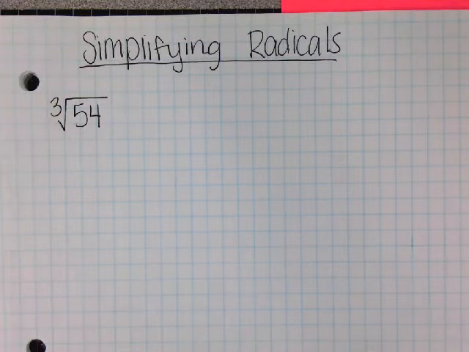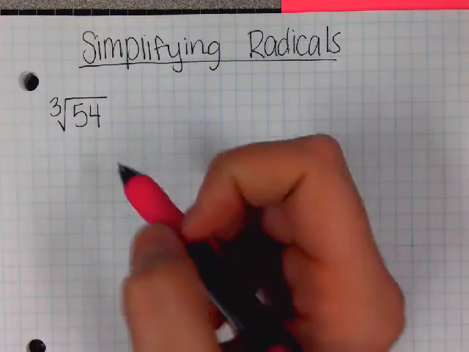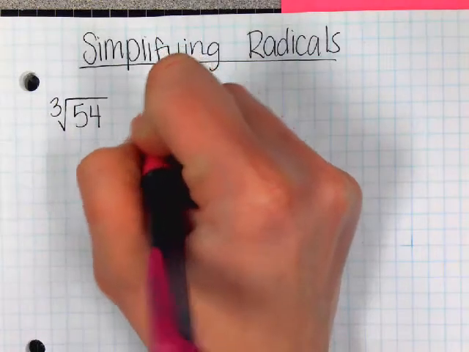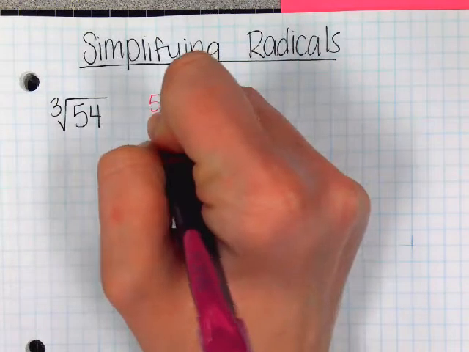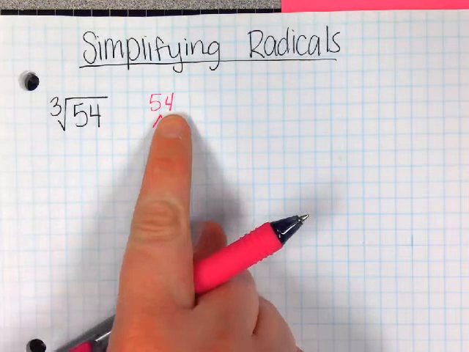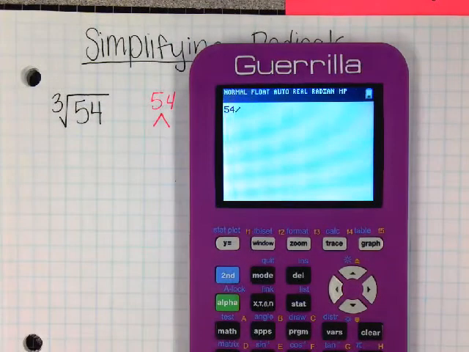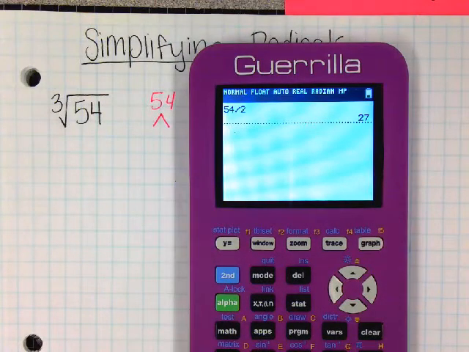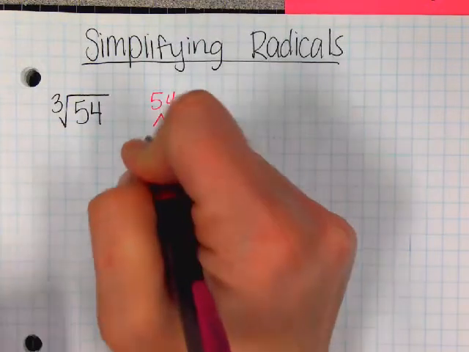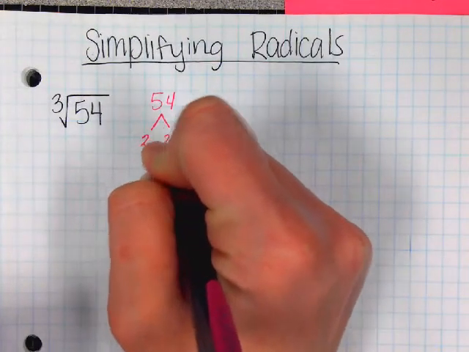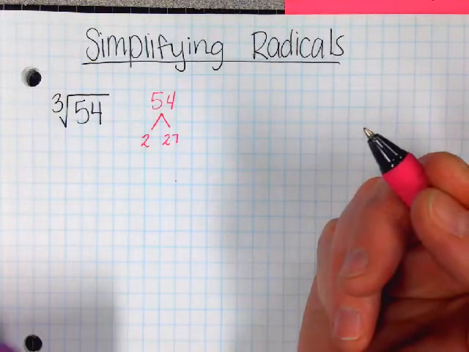So I'm going to get my calculator. One of the easiest ways, I feel, of doing this is to write out what's called a factor tree. So I'm going to take 54 and start dividing. Well, I know 54 is an even number, so I'm going to divide it by 2. 54 divided by 2 is 27. So 2 and 27 go into 54.